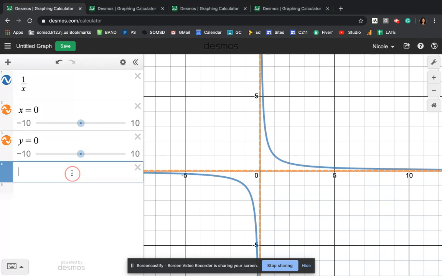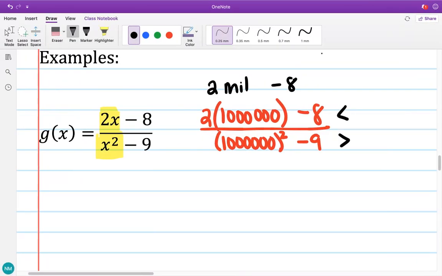Let's find out. 1 million squared. See, Desmos doesn't even want to tell me. They just know it has 12 zeros. So that's like 1, 2, 3, 4, 5, 6, 7, 8, 9, 10, 11, 12. Sounds like I'm doing Zumba. Or dancing. 1, 2, 3, 4, 5. Anyways, minus 9. Which one's bigger? I think this one.